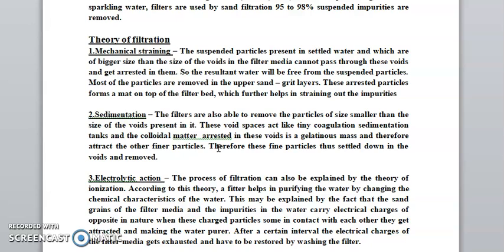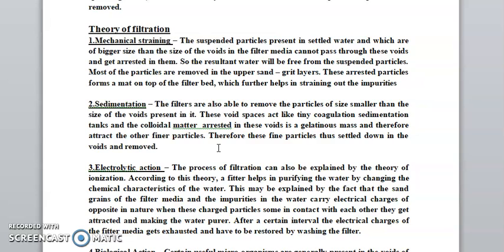Next, electrolytic action. The process of filtration can also be explained by the theory of ionization. According to this theory, filters help to purify the water by changing the chemical characteristics of water. This may be explained by the fact that the sand grains of the filter media and the impurities in the water carry electrical charges opposite in nature. When charged particles come in contact with each other, they are attracted, making the water purer. After a certain interval, the electrical charge of the filter media is exhausted and is restored by washing the filter.